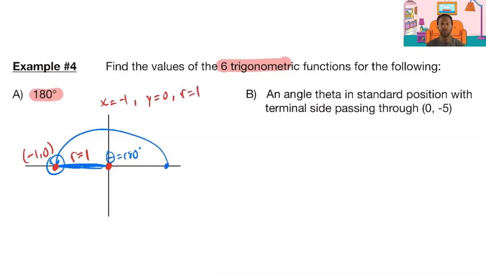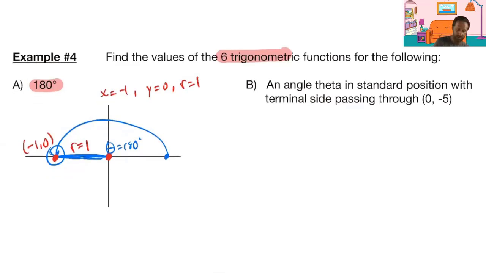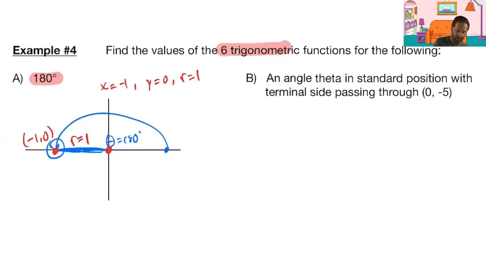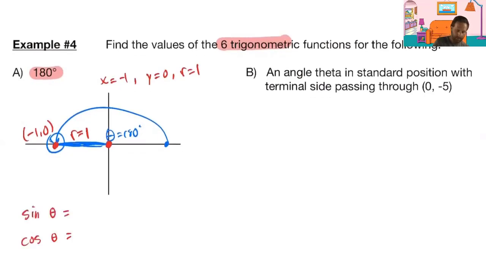And if you know those three values, you should be able to find all 6 trig functions. Now, don't forget, though, there is a 0 involved. So when you go to find some of these, some will be undefined. They do not exist because we cannot divide by 0.